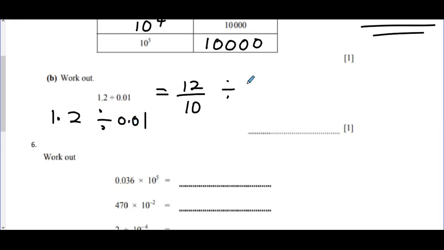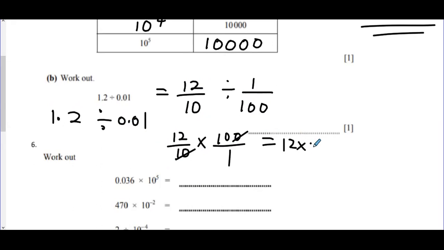fraction. This will be 1/100. And then do the reciprocal of this. You're going to have 12 over 10 multiplied by 100 goes up, and then 1 goes down. And then check across, this 10 can cross this 0 here, and you end up getting 12 times 10, and the answer becomes 120. That is the answer for that.